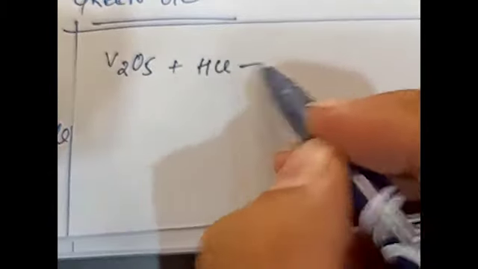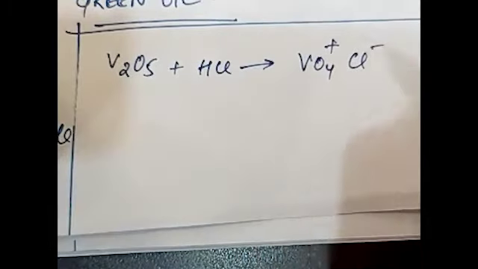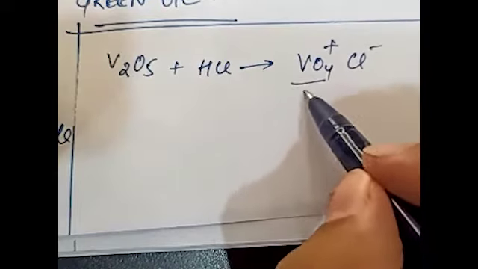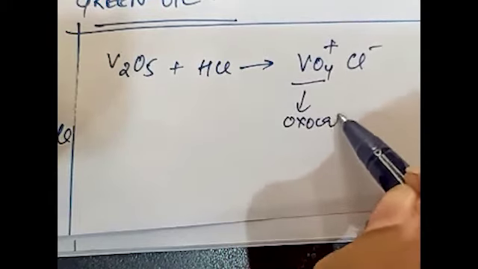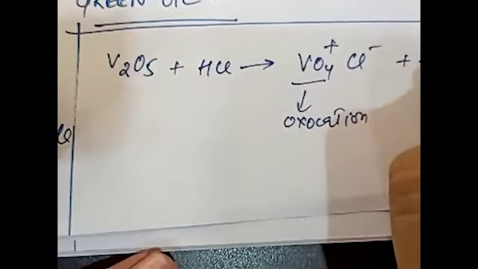Okay, so in case of V2O5, this is an oxide definitely, and since it is amphoteric in nature, it reacts both with acid as well as base. With acid, it becomes VO4 plus and Cl minus. This is the salt. Okay, VO4 plus is an oxocation. This is an oxocation because oxygen is bonded and overall positive charge is there.